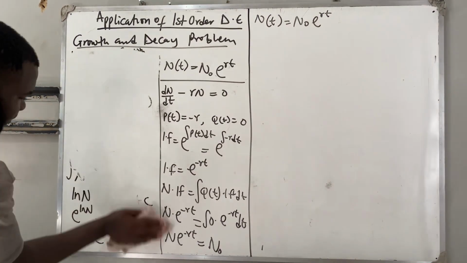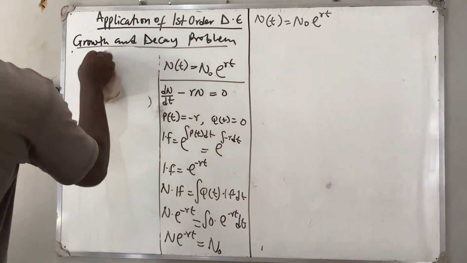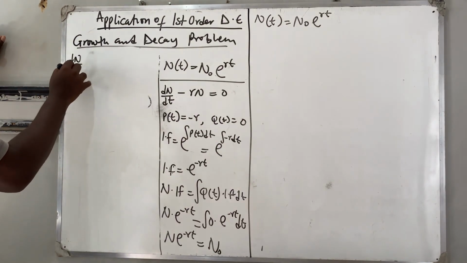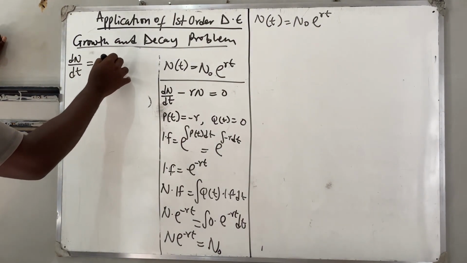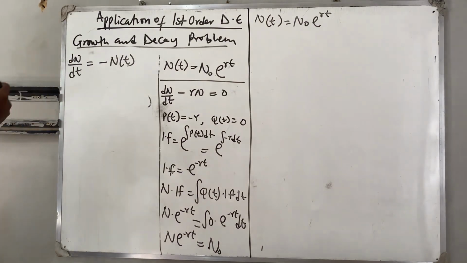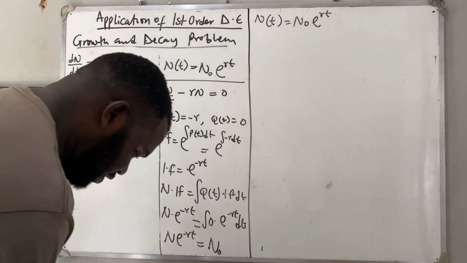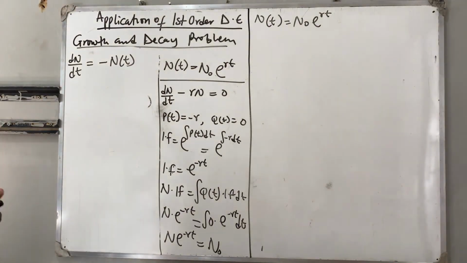So for decay, you will now know that dN/dt is equal to what? Minus N(t). You know why it is negative? Because it is decaying. It's not growing. So since it's decaying, we have negative. So from here, we do the same thing again.